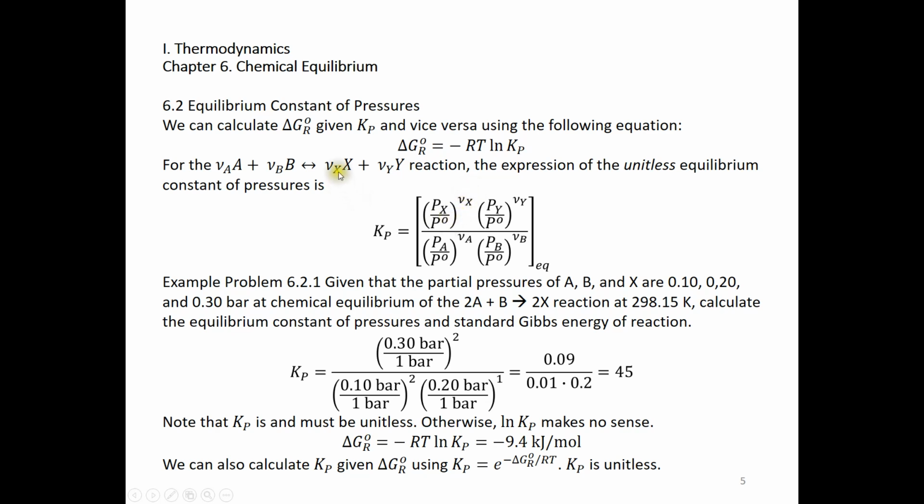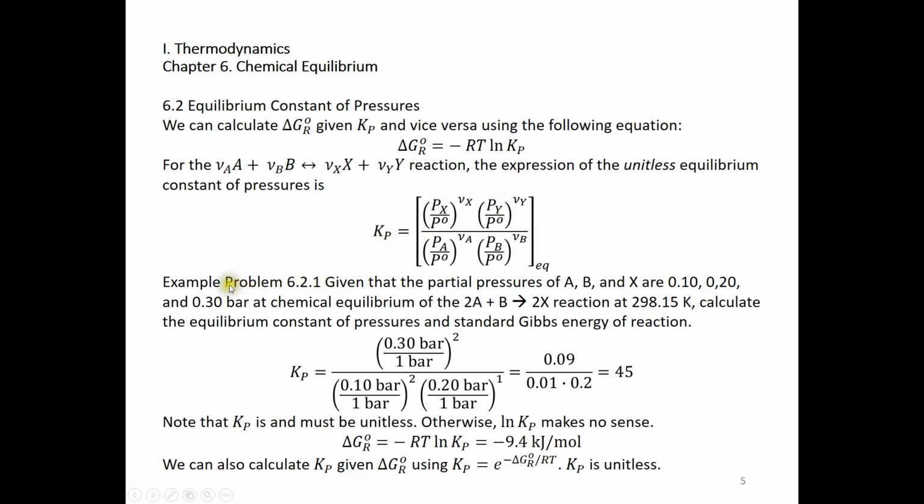For example, when we look at product X, it has to be Px over P naught raised to the power of its coefficient nu x. Same for Y, A, and B. Again, products on top, reactants on the bottom, and we take care of the coefficients. In this case, K sub P is unitless because every single term is unitless. When we do Px over P naught, we cancel the unit.